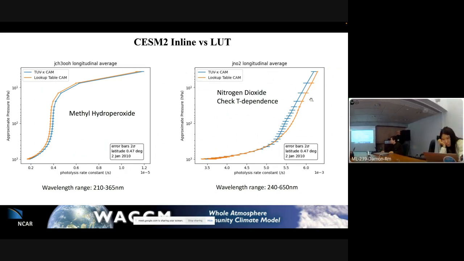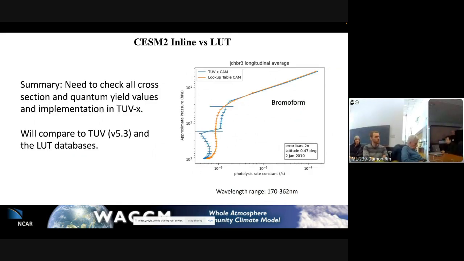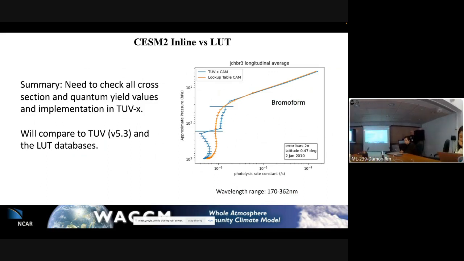Nitrogen dioxide here is another one that's a little different up high. These are on a linear scale, so it's not a huge error. But this is probably due to the temperature dependence of nitrogen dioxide, and that's something we can check. So from my point of view, this is pretty exciting because now we have something that's runnable. We can get into the guts of it. We can start comparing to the lookup table, and then eventually maybe Michael Prather's FastJ stuff when he gets that in, or the Harvard group does. There are differences. This was the big one we noticed for bromoform, and I think the lookup table's got it right.